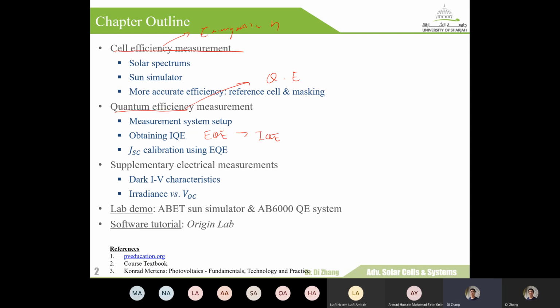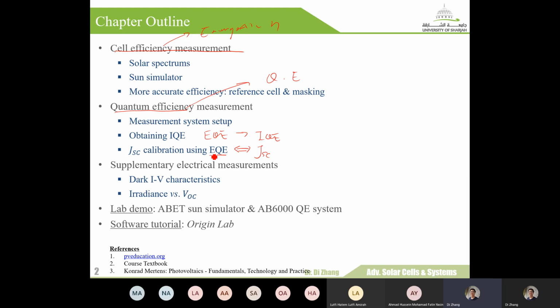Okay, and then at the end we would like to also show you a very useful feature from the quantum efficiency. From the EQE, the external quantum efficiency, it is possible for you to correlate with the short circuit current, or short circuit current density, from the same solar cell. So there is a direct link between the EQE and the short circuit current density.